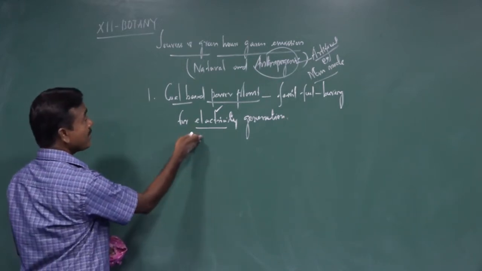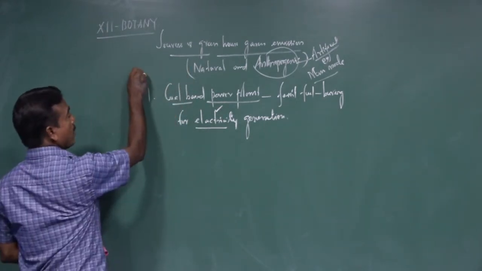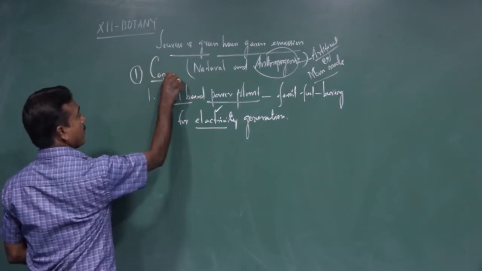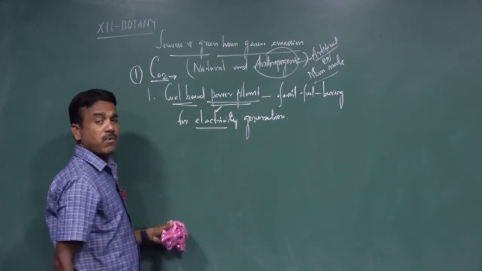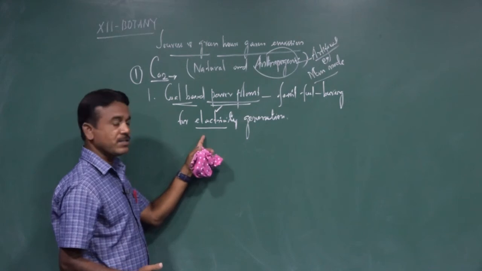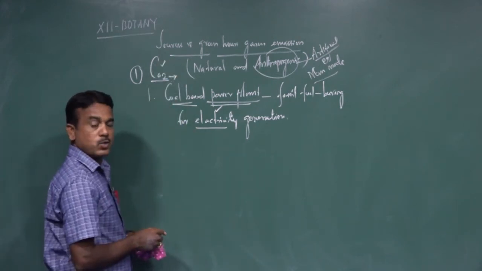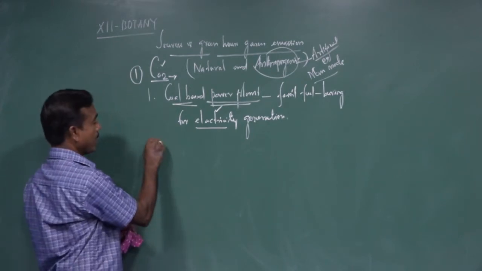So these are the things responsible for the sources of greenhouse gases. The first one is carbon dioxide. Coal-based power plants burning fossil fuel for electricity release carbon dioxide. Carbon dioxide is one of the greenhouse gases.